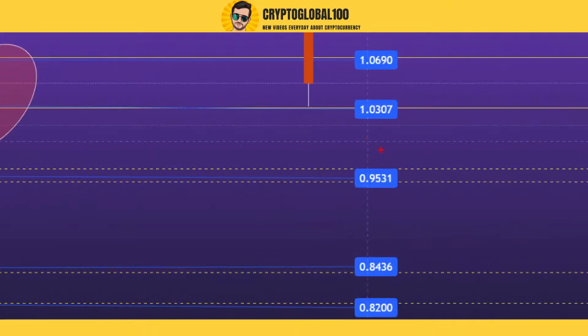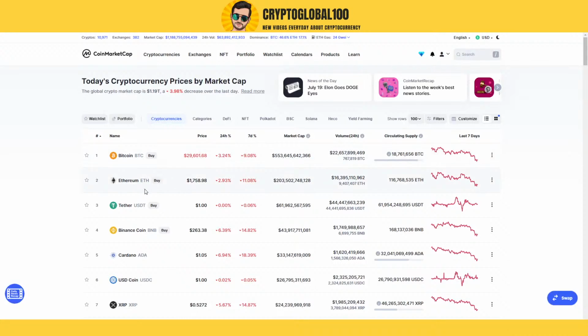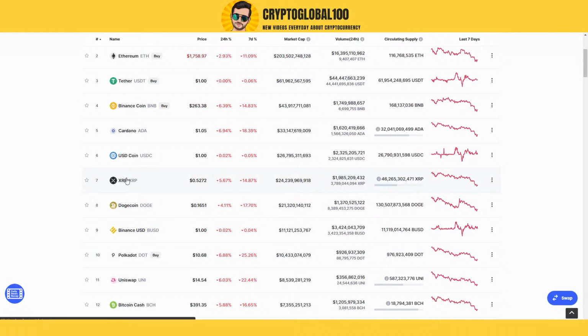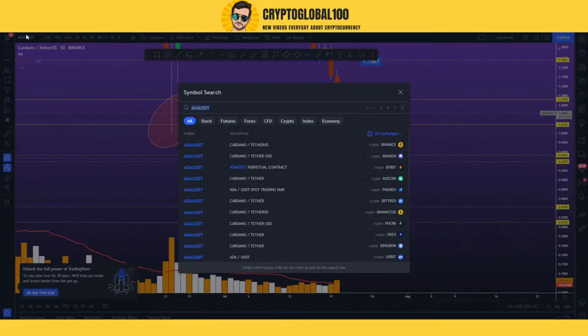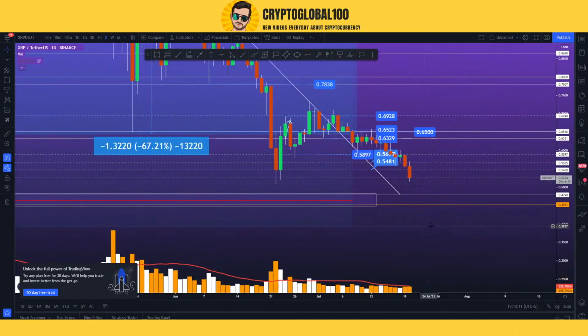Okay, we have this level 0.95 and 0.8482. Okay, this is the Cardano for you. I'm just testing out all an XRP. Now let's take a look at the XRP USDT pair. Let's take a look at this one. What do we have here?